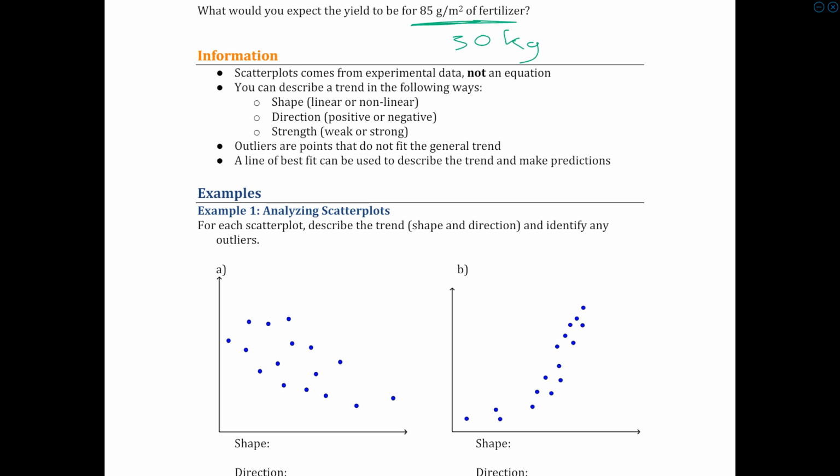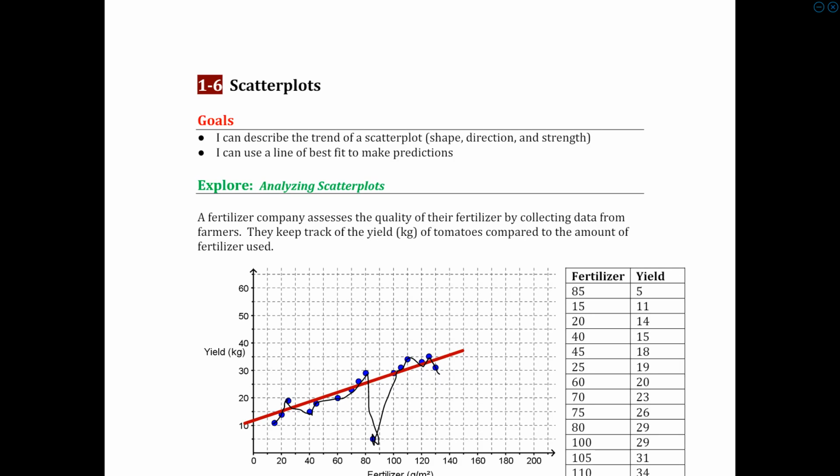Direction, positive or negative. Is it going up or is it going down? And then another thing we could talk about is, does the trend seem to be strong? Is it really obviously correlated up, or is it a weak correlation? Maybe it's barely noticeable. Maybe they're really tight. Maybe they're not.